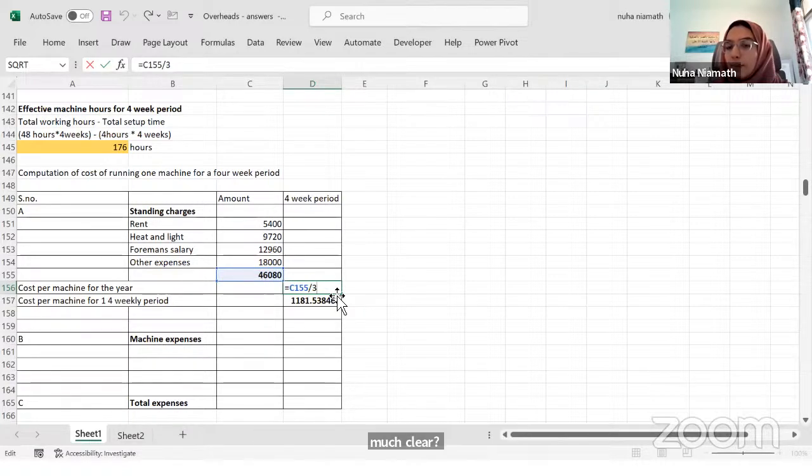How about Amal Krishna? Clear. Okay, perfect. Everybody else is also clear, right? Please let me know in the chat box.